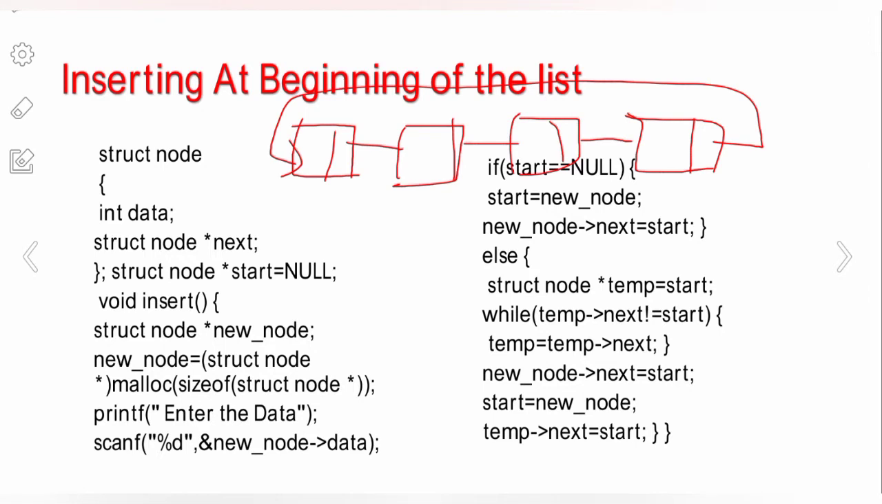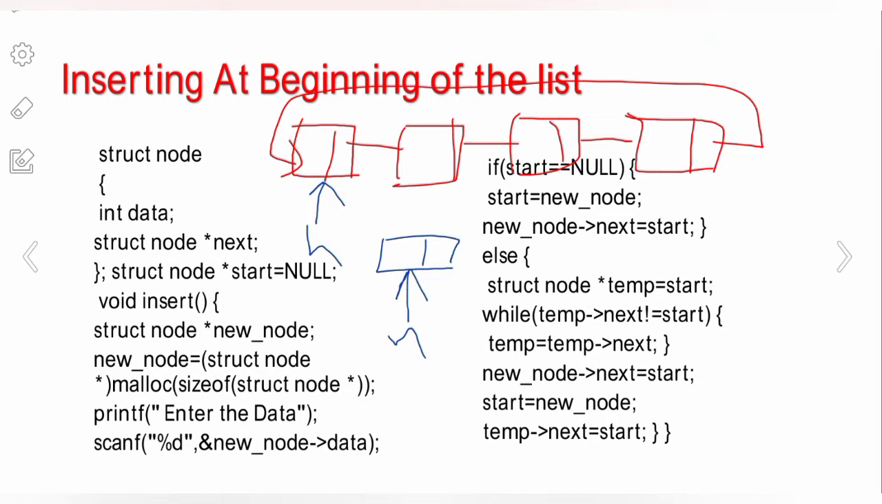So here we want to insert a new node at the starting of the linked list. Consider the circular linked list. This is the header, and here we want to insert a new node. Struct node means it will create a new node here, with the pointer new pointing to the new node.